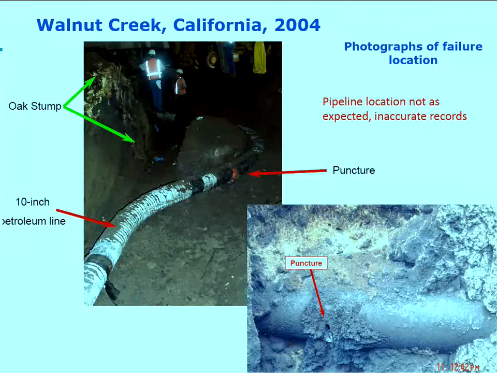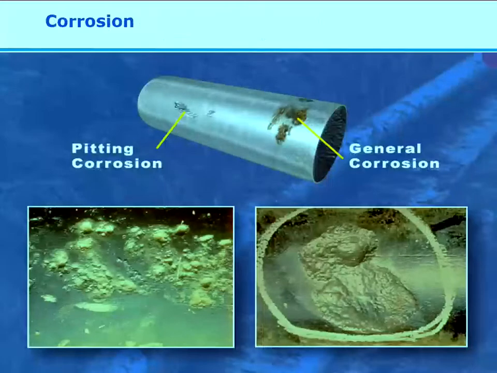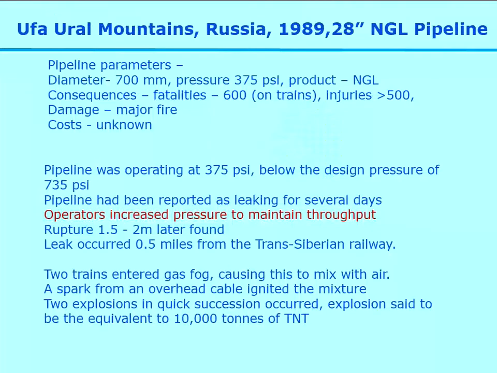Right, we'll go on and have a look at some corrosion failures now. The worst corrosion failure that has probably ever happened occurred in 1989 in the Ural Mountains in Russia. This particular pipeline was a natural gas liquids pipeline. Natural gas liquids is a horrible hazardous substance if it releases because it's dense, so it releases as a cloud, but it stays at ground level, so it can spread out and become incredibly hazardous.